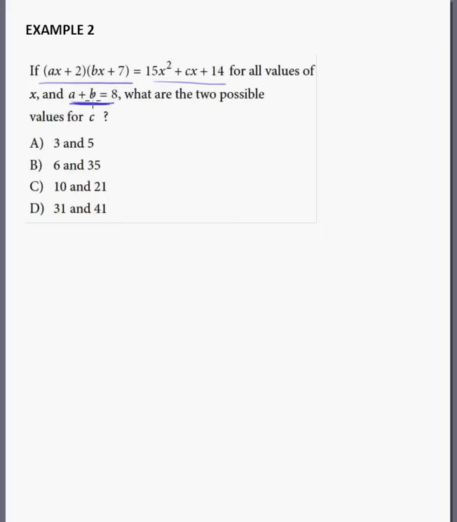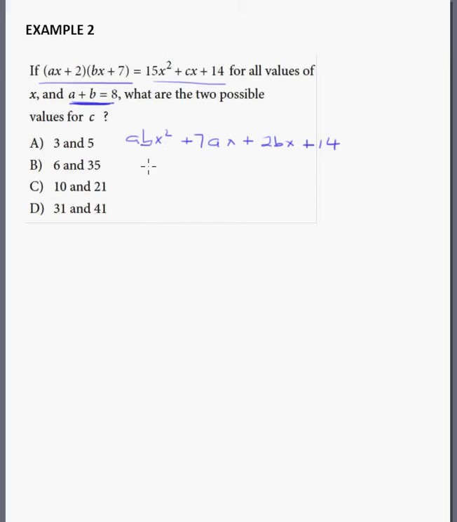So here your best bet is actually to distribute this and compare that to this, because if this is the same as that, that means the coefficient that you see here will be the same as the coefficient of the x squared term. The coefficient of this x term will be the same as what you see. Let's do so. As we distribute this, we're going to have ax times bx, this will be abx squared, and then plus 7ax plus 2bx plus 14.